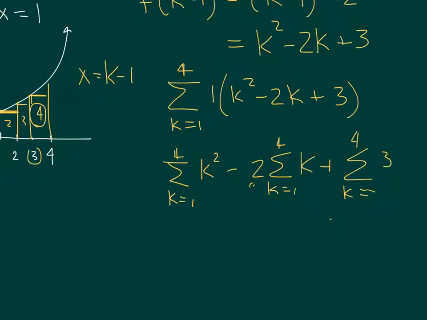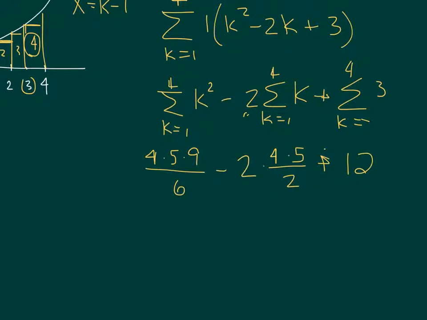And the formula for sigma k squared is n times n plus 1 times 2n plus 1 over 6. So this is going to give us 4 times 5 times 9 over 6, minus 2 times sigma k, which is n times n plus 1 over 2. So that's going to give us 4 times 5 over 2. And then we're finally going to just have a plus 3 times 4, which is 12. And we can work this out a little bit.